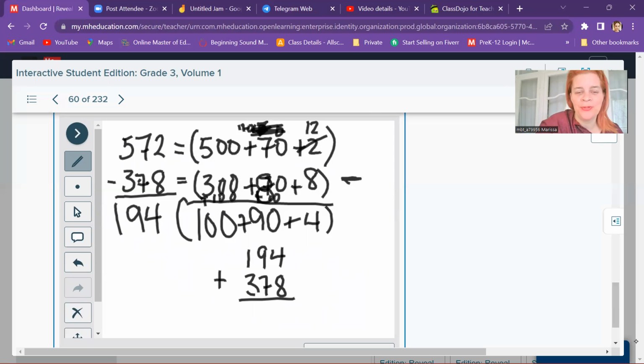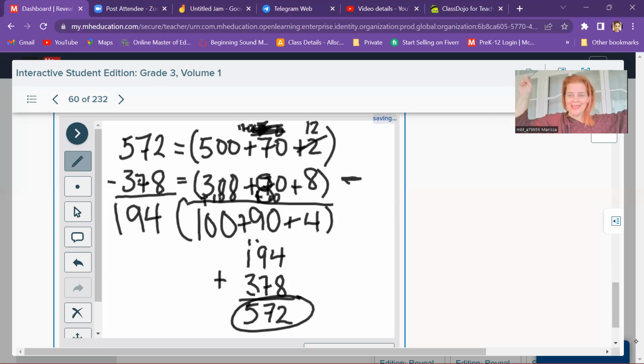Okay, what's 4 plus 8? Is it 2? No, it's 12 plus 1 over here. What's 1 plus 9? 10. 10 plus 7? 17. Carry our 1. 1 plus 1 is? 2 plus 3? 5. Oh, I got it right! Yay! Do you see? It's complicated, but you can get it.